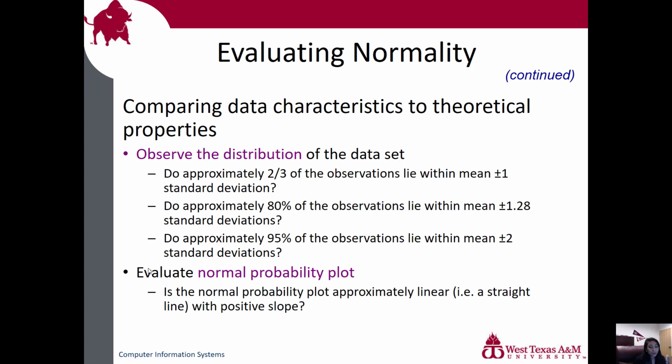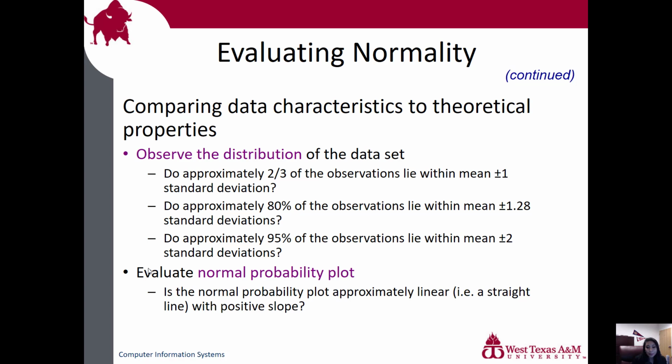We can also look at the distribution of the set. So 2/3 of the observations should lie within 1 standard deviation of the mean. Approximately 80% of the observations should lie between plus or minus 1.28 standard deviations of the mean, and 95% of the observations should be within 2 standard deviations of the mean. We can also look at a normal probability plot, and I'll show you some examples of normal probability plot on the next slide.